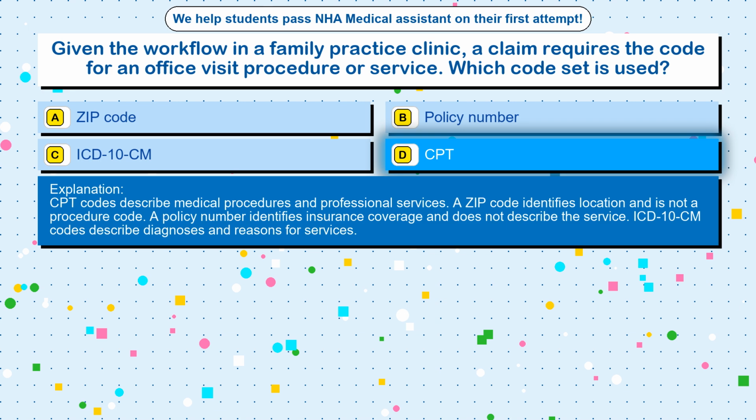CPT codes describe medical procedures and professional services. A zip code identifies location and is not a procedure code. A policy number identifies insurance coverage and does not describe the service. ICD-10-CM codes describe diagnoses and reasons for services.